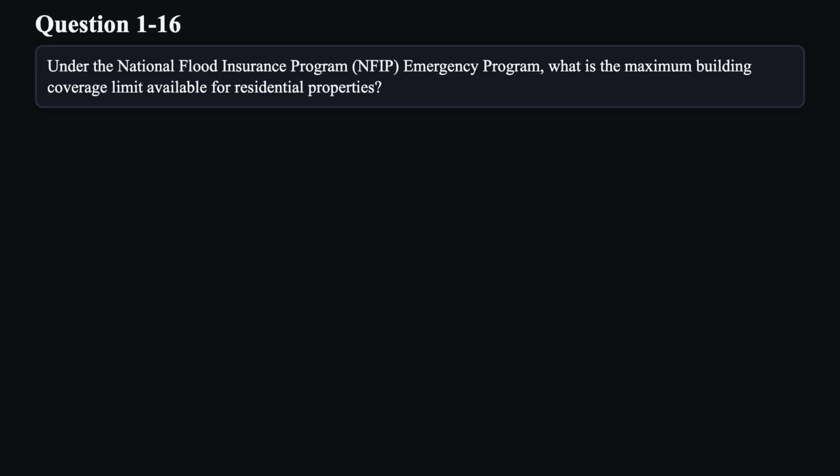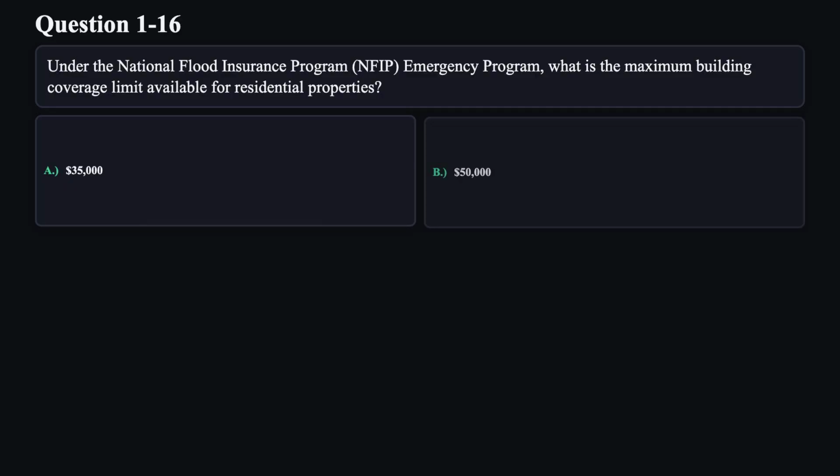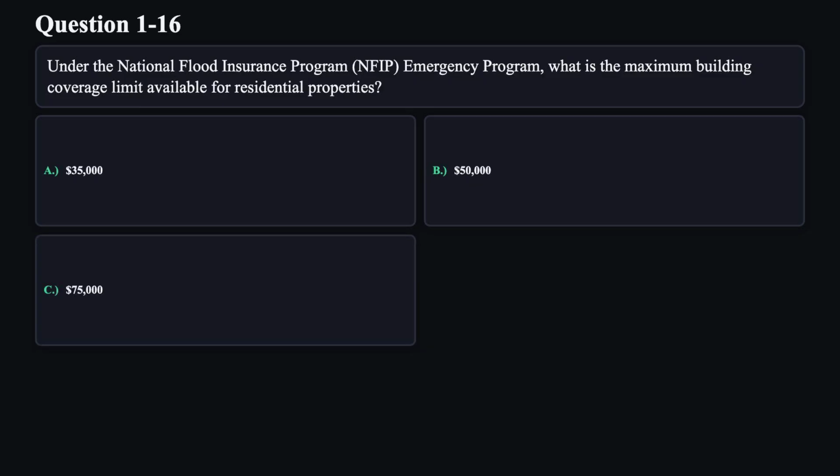Question 16. Under the National Flood Insurance Program, NFIP Emergency Program, what is the maximum building coverage limit available for residential properties? A. $35,000. B. $50,000. C. $75,000. D. $100,000.